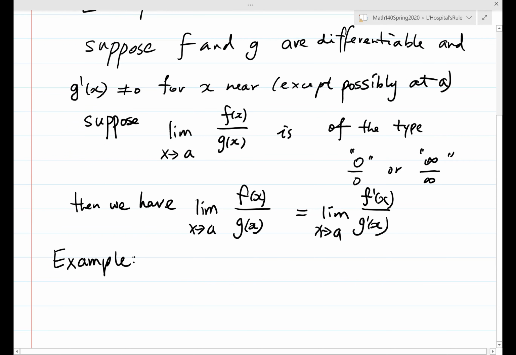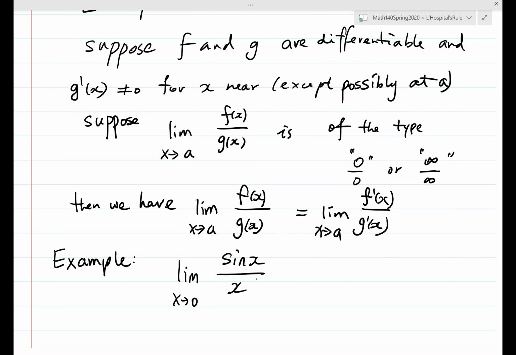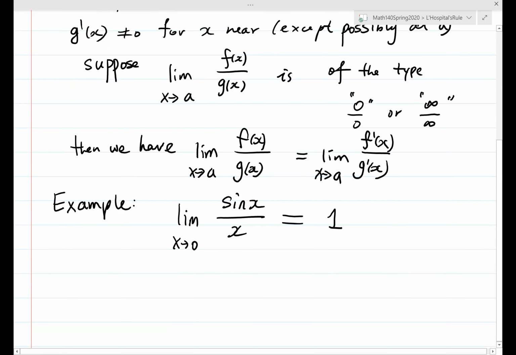L'Hopital's rule is a rule to deal with limits of the type 0 over 0 or infinity over infinity. So for example, the limit as x approaches 0 of sine x over x. Remember this limit, we already dealt with it from geometry, when we talked about the trig derivatives, where we took a long process to prove that this limit is actually 1.